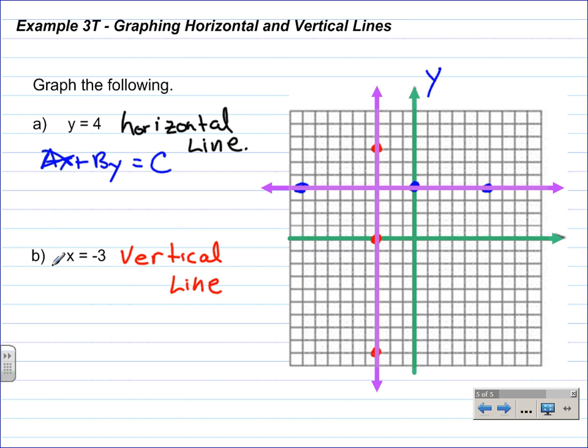This is also in standard form. When we're thinking about it up here, the y would be 0, leaving us with only the x term.